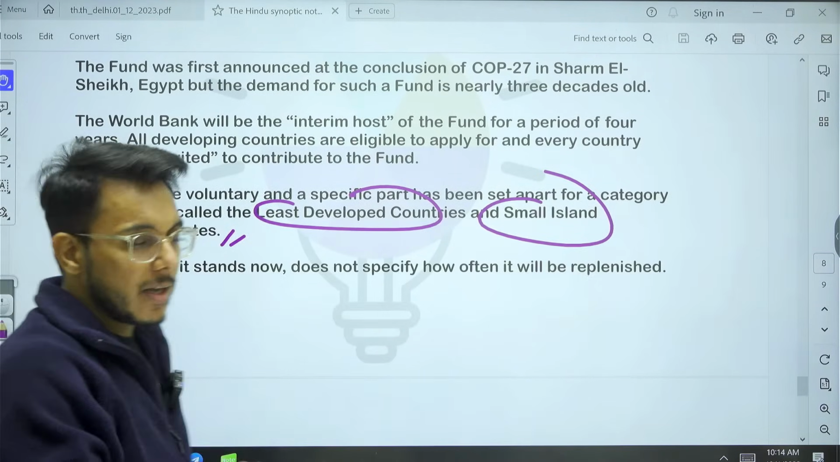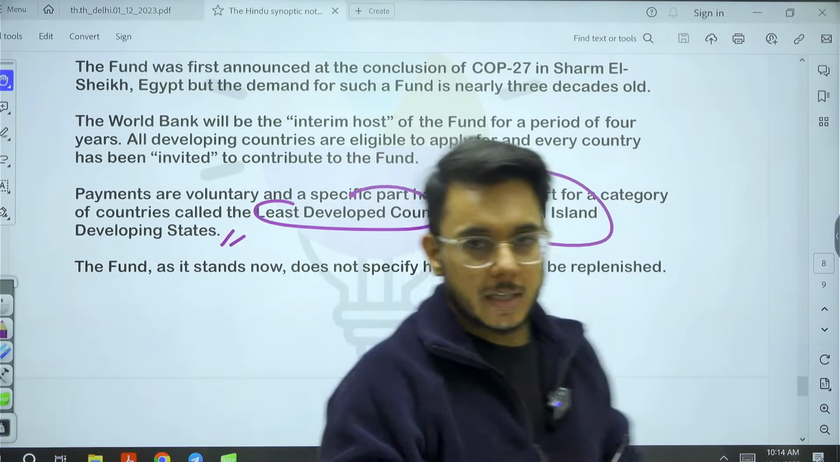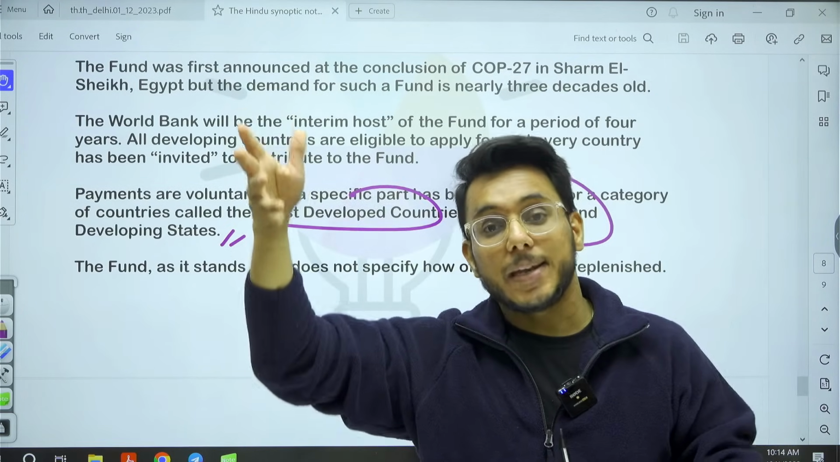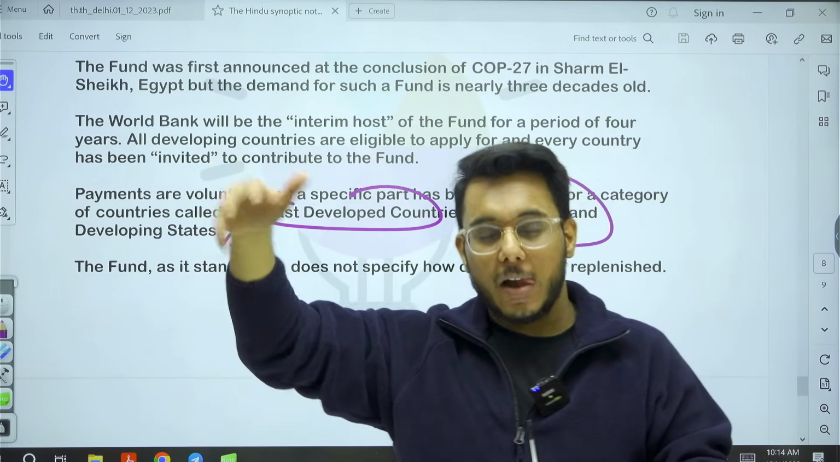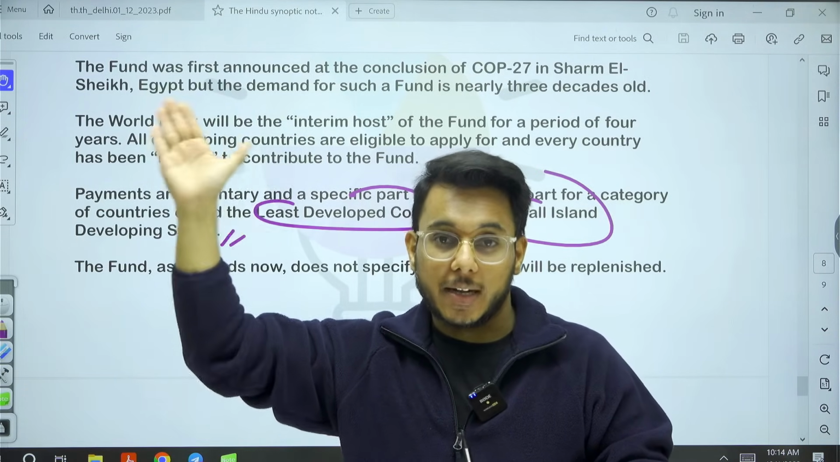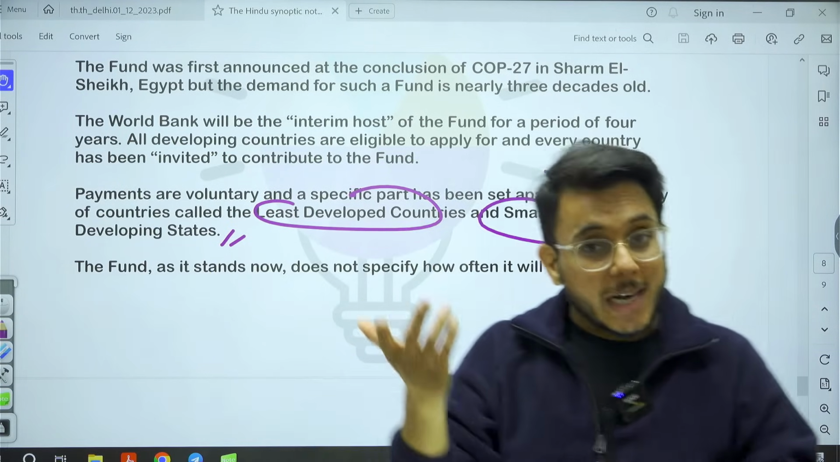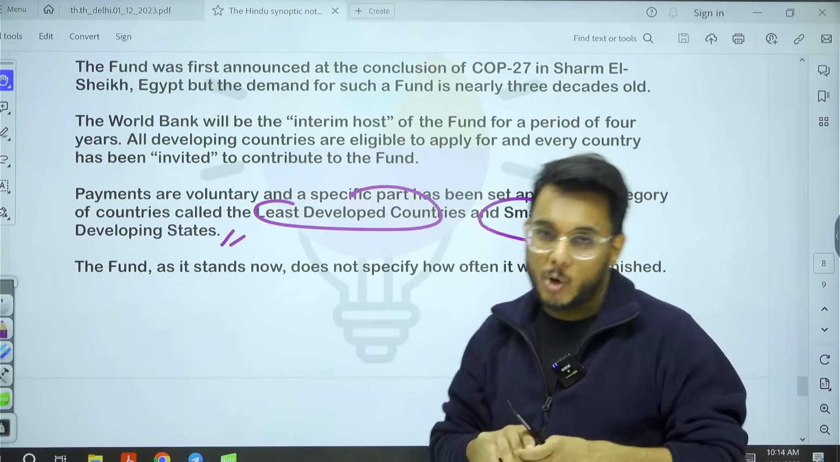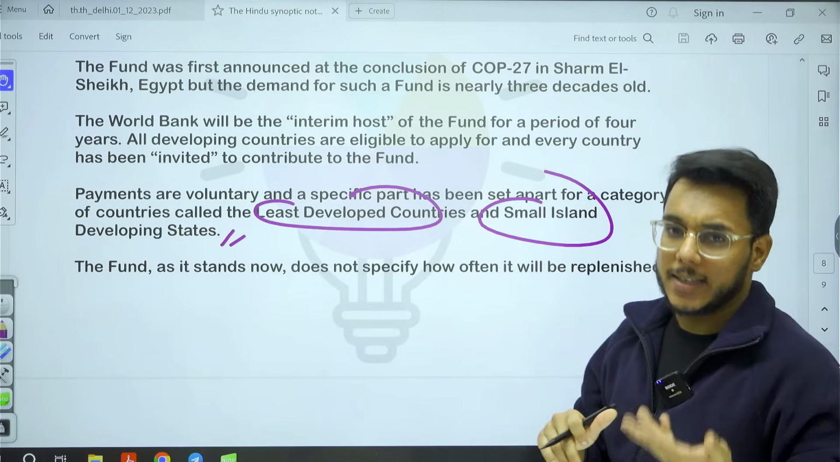But some irritants are there in this fund. Number one irritant: suppose right now $250 million are there. Let's say all of this $250 million has been given to the countries. How will it be replenished? How will more money come? If there are no binding commitments, how do you assure that regular money is coming? What are the principles on which countries can get the money? These things have not been agreed, and this might become an irritant in the times to come.